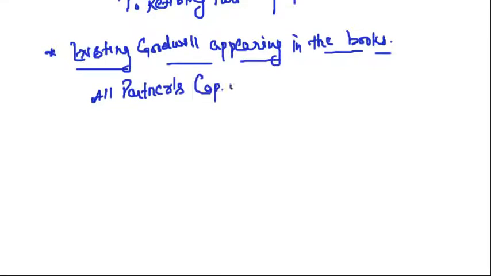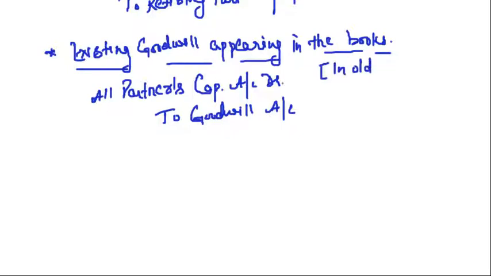capital account debit to goodwill account. We will first of all write off the existing goodwill, then we will compensate the retiring partner. This has to be in old ratio. Clear, friends? Is the concept of goodwill clear? In case of retirement of a partner, the remaining partners have to compensate the retiring partner.